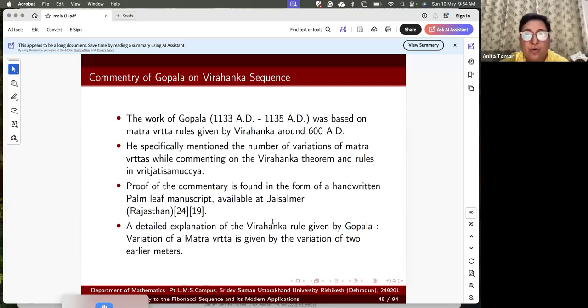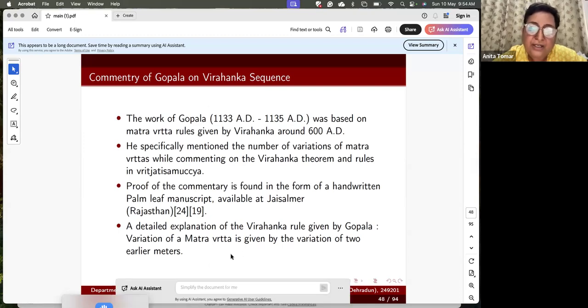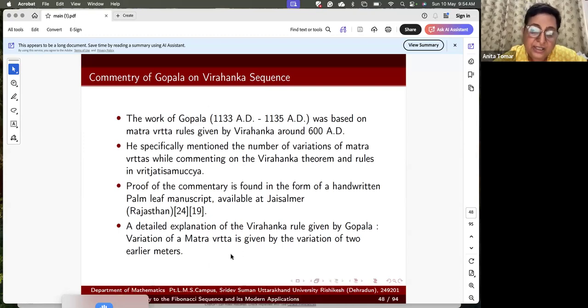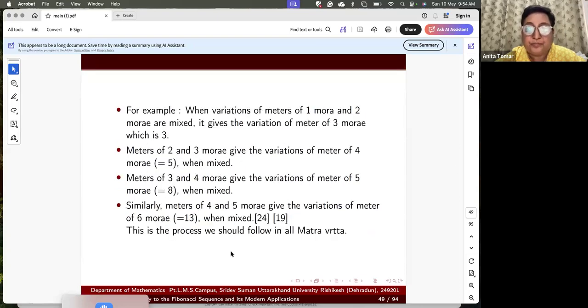After Virhanka, the work of Gopala was based on the Matravrata rule given by Virhanka around 600 AD. He specifically mentioned the number of variations of Matravrata while commenting on the Virhanka theorem and rules in Vrittajati Samuchchaya. Proof of the commentary is found in the form of a handwritten palm leaf manuscript. It is available in Jaisalmer, Rajasthan. A detailed explanation of the Virhanka rule is given by Gopala. Variation of Matravrata is given by variation of two earlier meters.